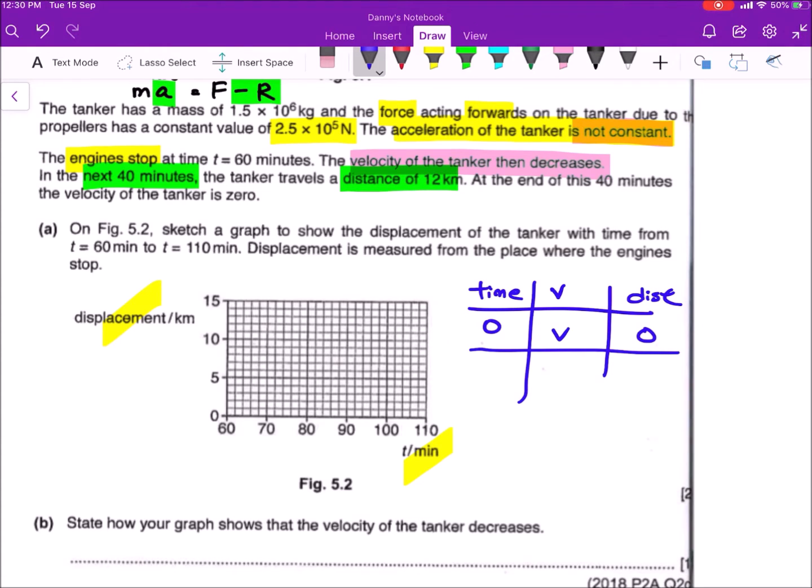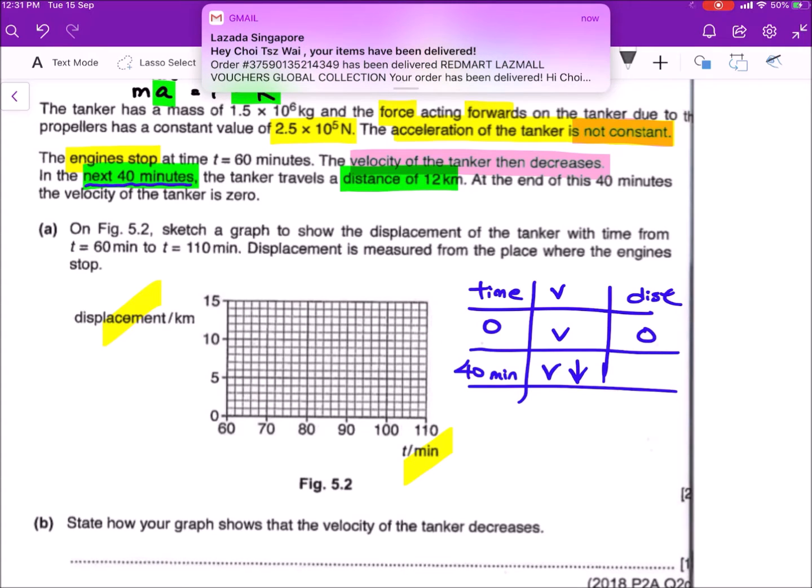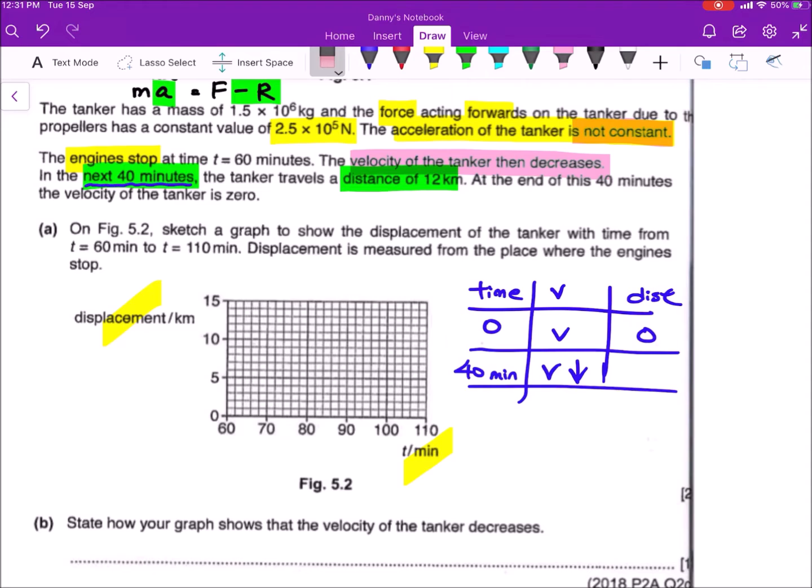Then after that, I will just use the data given in the question. It says after 40 minutes, right? So I will just write, okay, after 40 minutes, what happened is that my velocity will decrease. So I just put V and a downward arrow to tell myself that it is slowing down. For some of you who are still not very familiar with the concept of velocity, you can just write down the word slow down in your table. And within this 40 minutes, it actually traveled forward 12 kilometers.